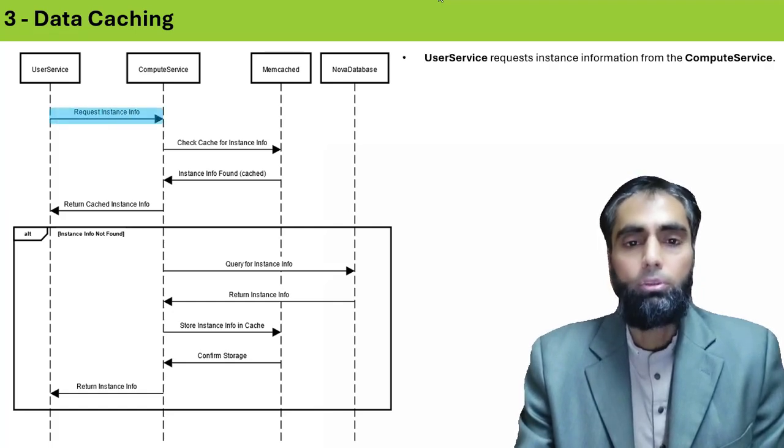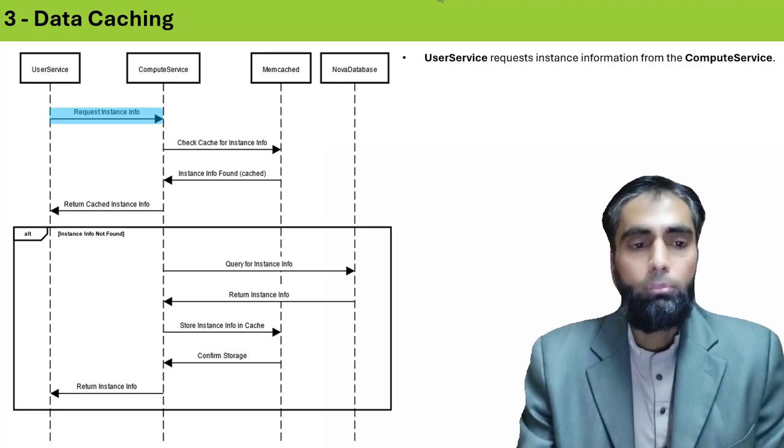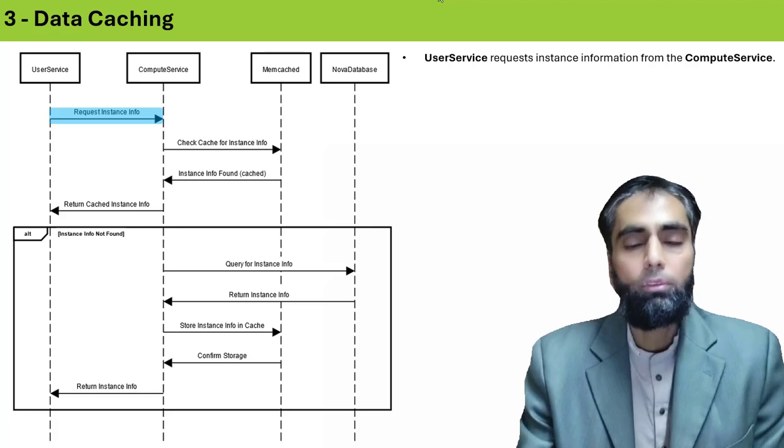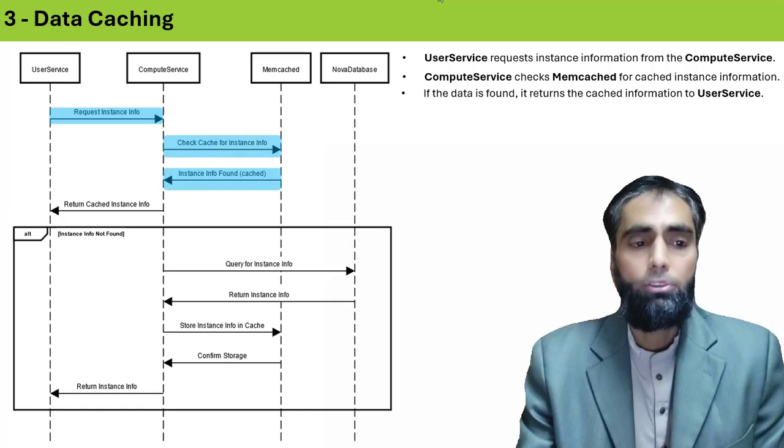Basically the user service or the user sends the instance information request to the particular node, for example the compute service. Then the compute service checks the session information in the Memcached memory. Once the compute service or any other service receives the request, it checks the Memcached whether the particular instance information is available in the Memcached or not. If the information is available in the Memcached, it sends back the instance information to the user service.